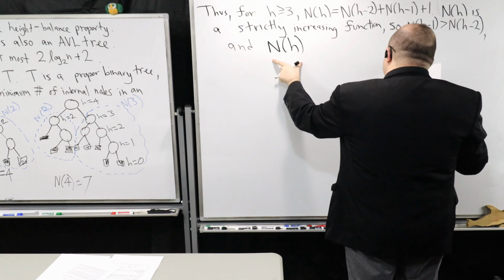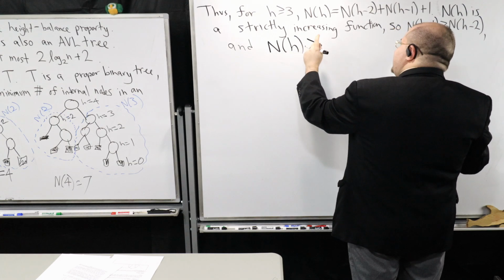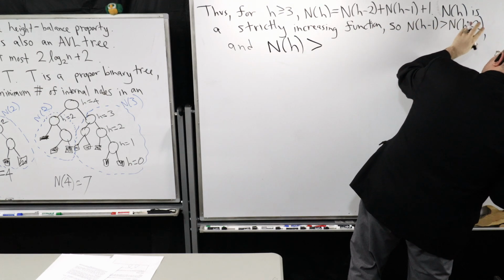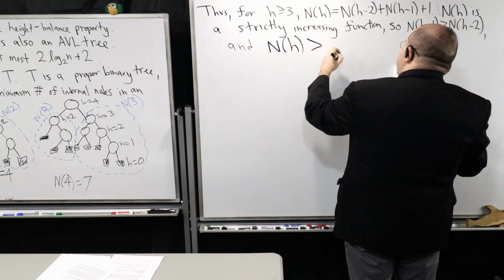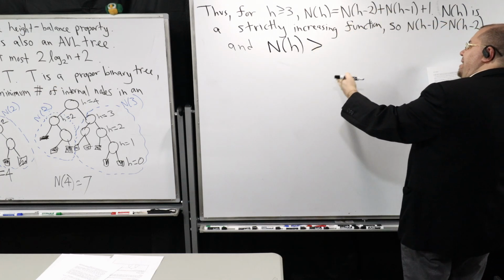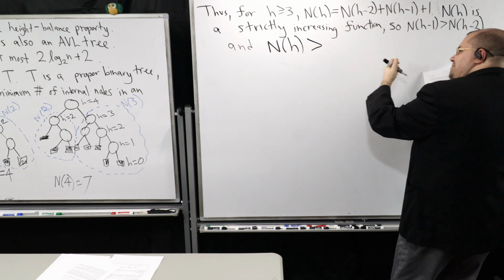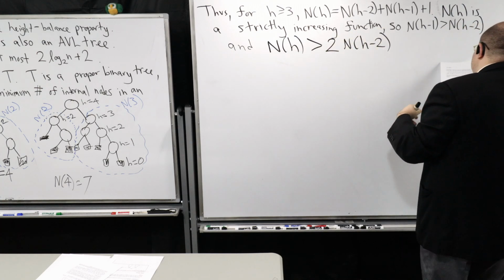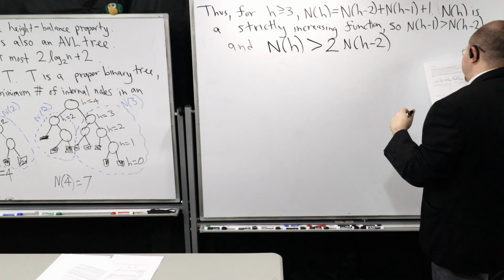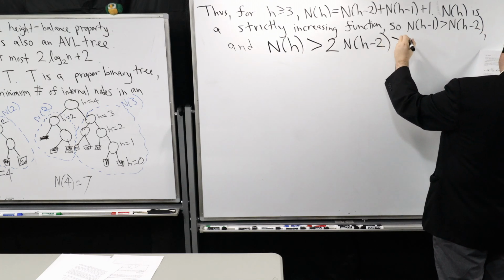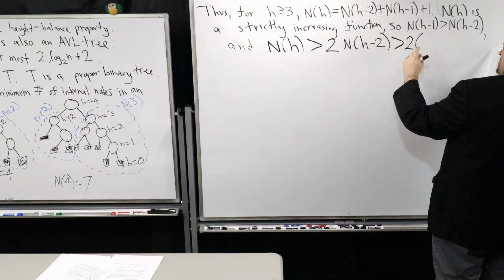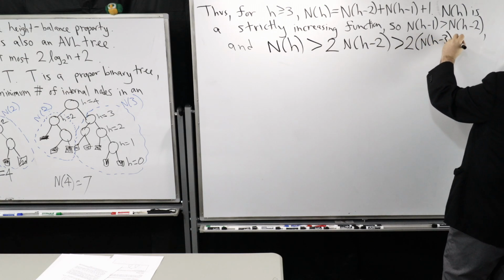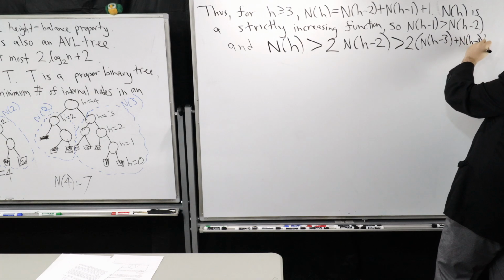So I have n of h. I know that because of the definition of n of h, and I told you that n of h minus 1 is strictly larger than n of h minus 2, I can clearly state that n of h has to be greater than n of h minus 2 plus n of h minus 2. That's just 2 times n of h minus 2, which, if you write out the definition of n of h minus 2, has to be strictly greater than 2 times, substituting in what this is, n of h minus 3 plus n of h minus 4.